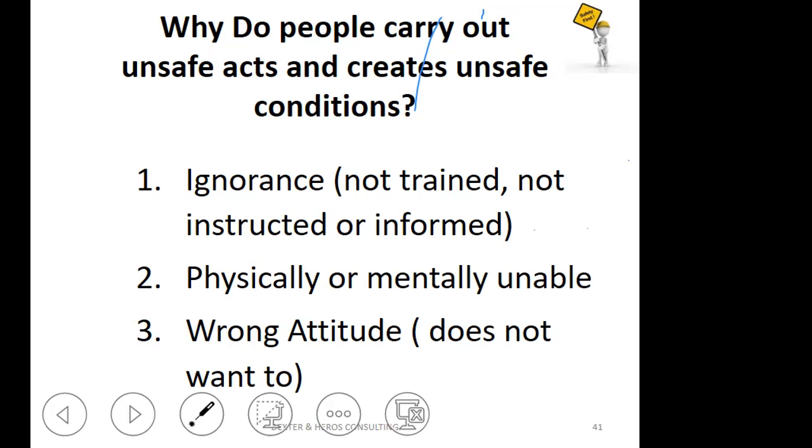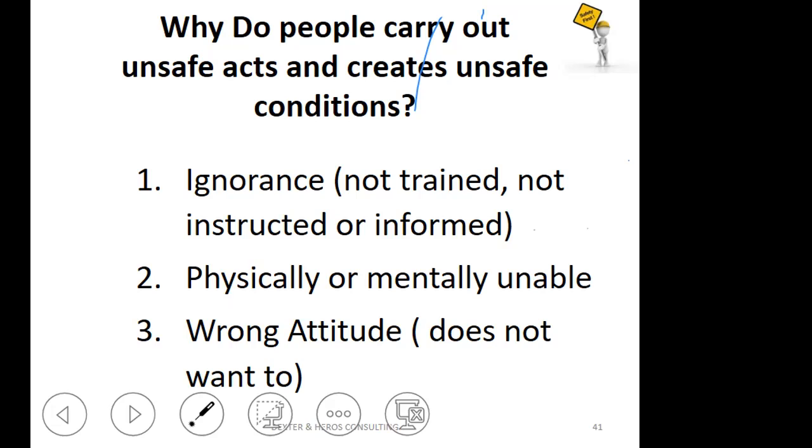The number three reason people carry out unsafe acts and create unsafe conditions is attitude. Wrong attitude. Attitude is the reason why, after all the training on safety, even when you are mentally and physically okay, you will still carry out the unsafe act. Attitude says you know the possible consequences of what you want to do, and you still did it. That's attitude.